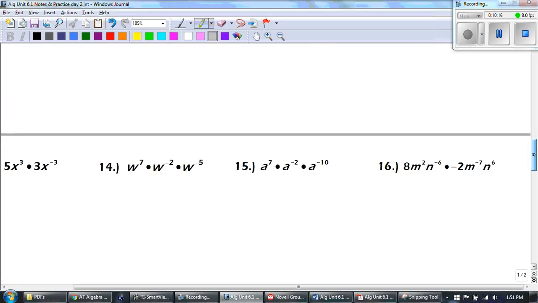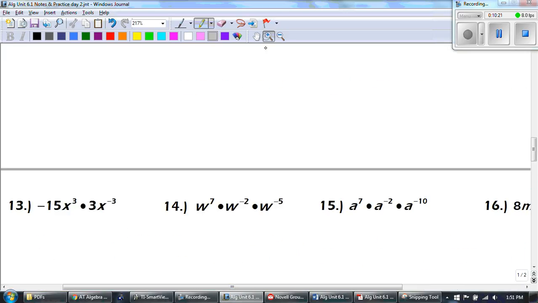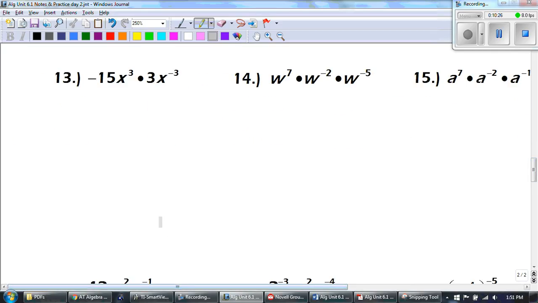All right, go ahead and flip it over. All right, number 13. So the -5 and the 3, we multiply those. -15 times 3 is a -45. And when I combine my x's, 3 minus 3 is 0, and those cancel out. So we're left with -45.